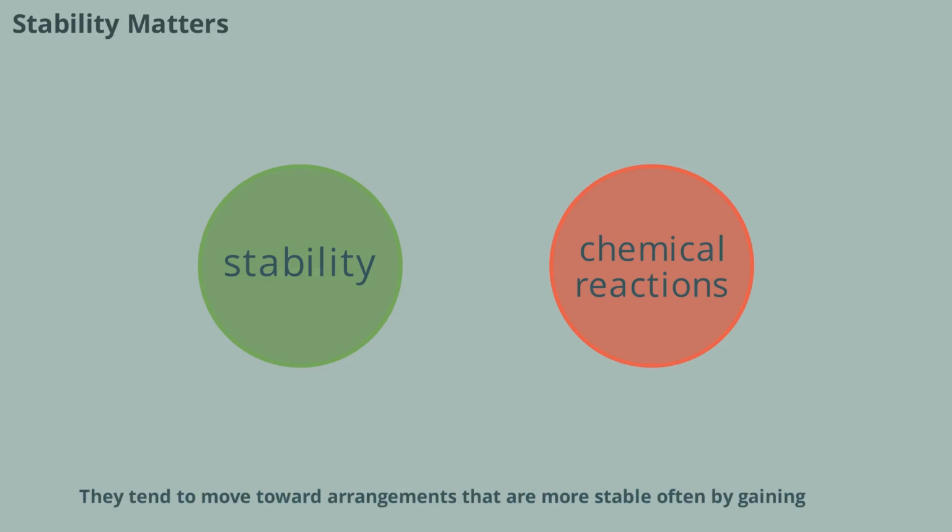Atoms are always seeking stability. They tend to move toward arrangements that are more stable, often by gaining, losing, or sharing electrons. This drive for stability is behind many chemical reactions and explains why certain compounds form. Stable arrangements mean lower energy and greater balance, which is why atoms naturally seek them out. This concept helps us understand why substances react the way they do.